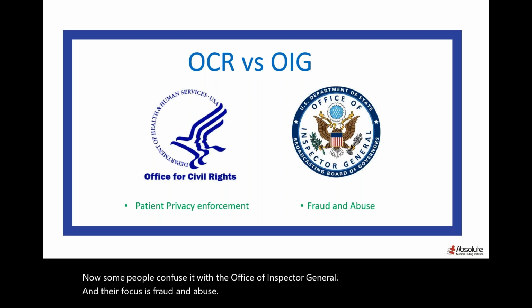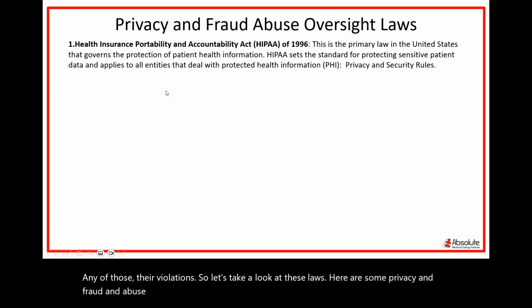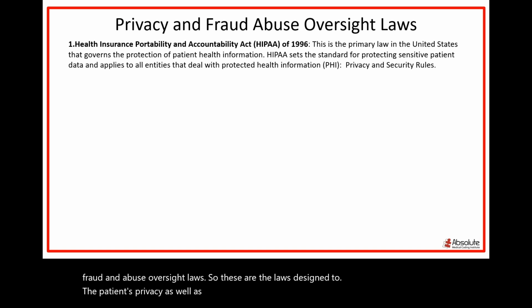That's what they do. Now, some people confuse it with the Office of Inspector General, and their focus is fraud and abuse. And additionally, there are some laws that both of these entities or agencies investigate. Any of those, their violations. So let's take a look at these laws. Here are some privacy and fraud and abuse oversight laws. So these are the laws designed to protect the patient's privacy as well as prevent fraud and or abuse.